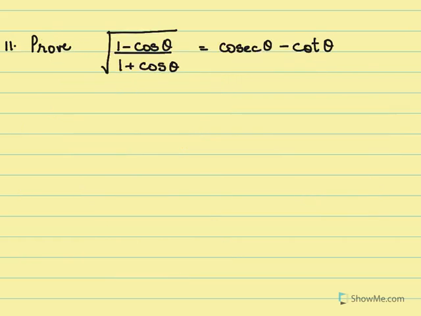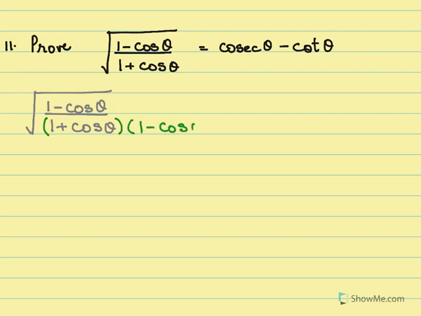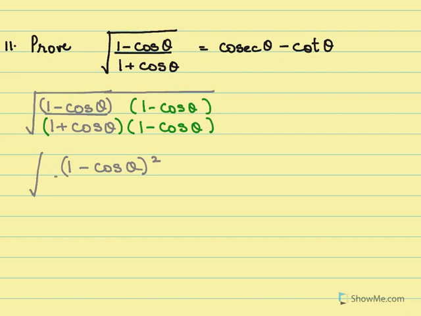Now here we need to prove the left hand side equal to the right hand side. So here's my left hand side, and I'm going to multiply it just like the earlier sum. This is 1 plus cos theta. I'll multiply it by 1 minus cos theta. Whatever I do to the denominator, I have to do to the numerator so that my fraction remains the same. So next, look at the numerator. I have 1 minus cos theta and 1 minus cos theta, so I have 1 minus cos theta the whole square.